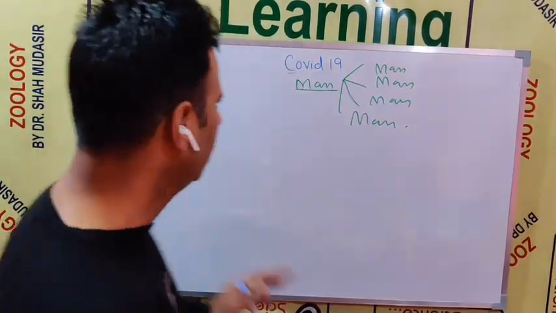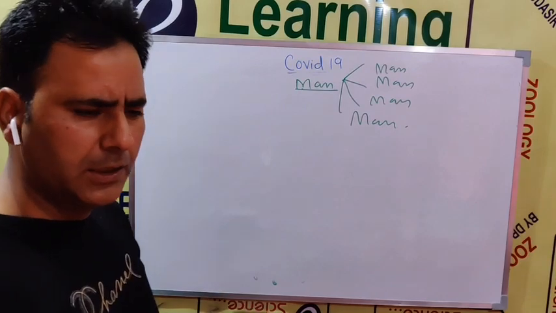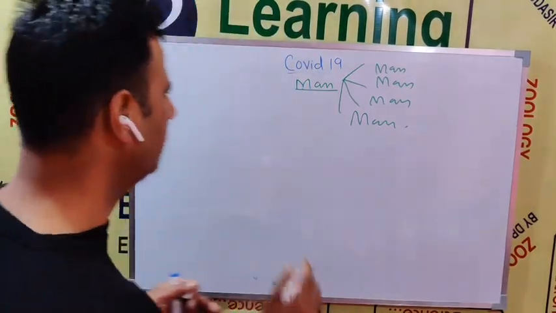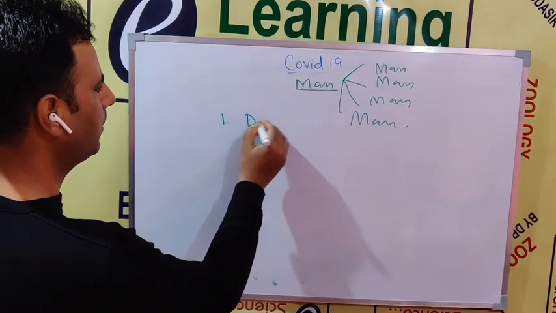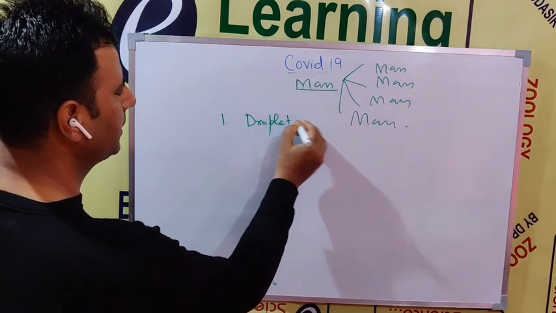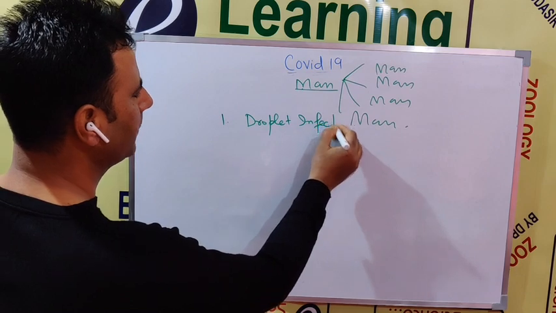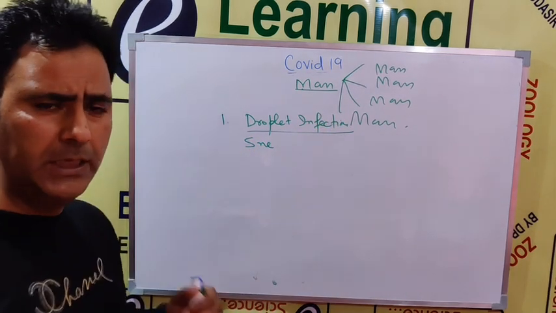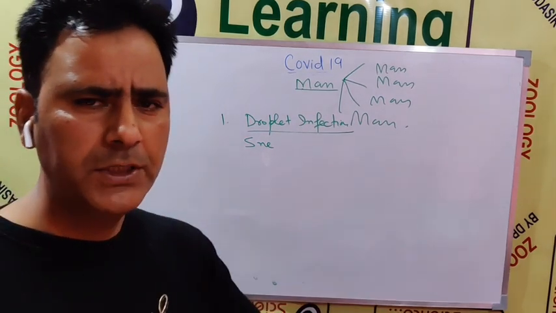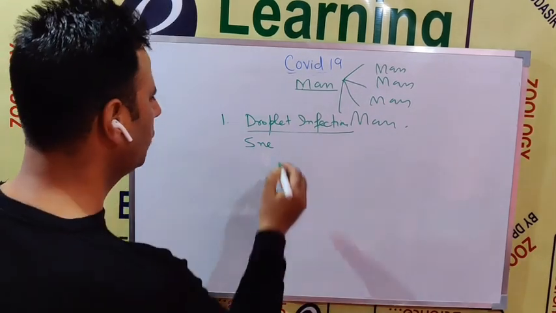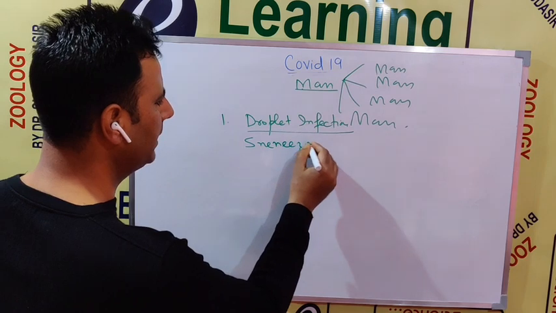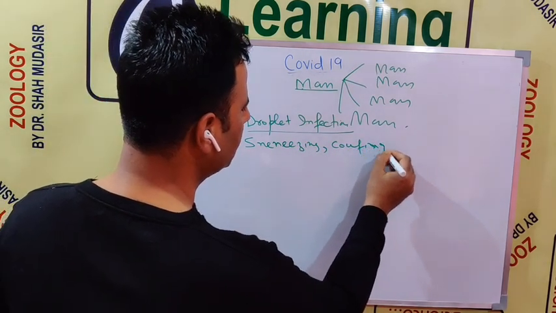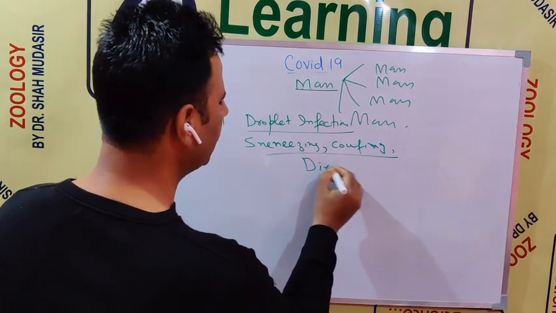The first mode of infection of this disease is that it spreads by droplet infection. Droplet infection means it spreads from an infected person to another person through sneezing, through coughing, or through direct contact.